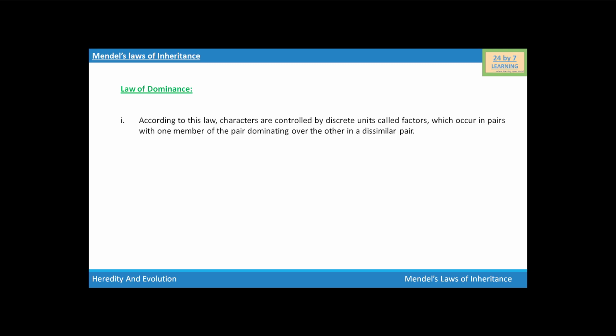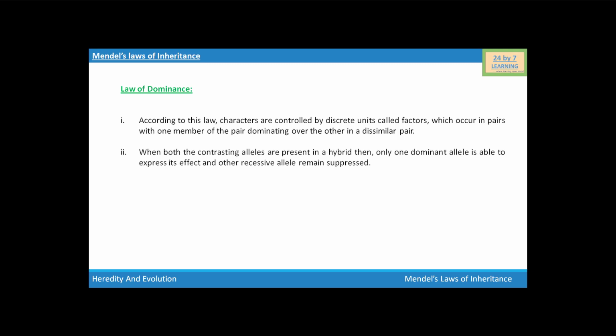According to this law, characters are controlled by discrete units called factors, which occur in pairs, with one member of the pair dominating over the other in the dissimilar pair. When both the contrasting alleles are present in a hybrid, only the dominant allele is able to express its effect, and the other recessive allele remains suppressed. This law explains the expression of only one of the parental characters in the F1 generation and the expression of both in the F2 generation.